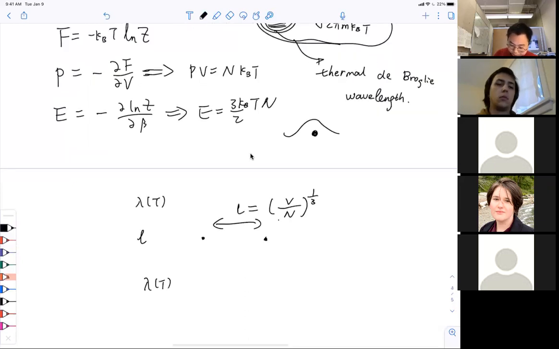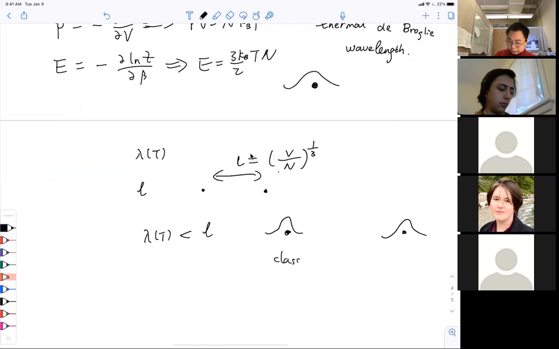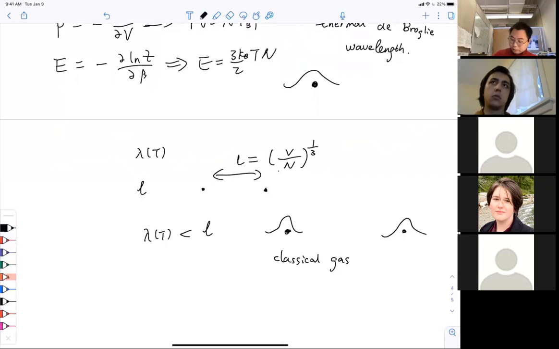If lambda t is much smaller compared with L, meaning that basically particles behave like particles. The wave feature is not prominent. Then this is a classical gas, right? And it satisfies the Boltzmann distribution.